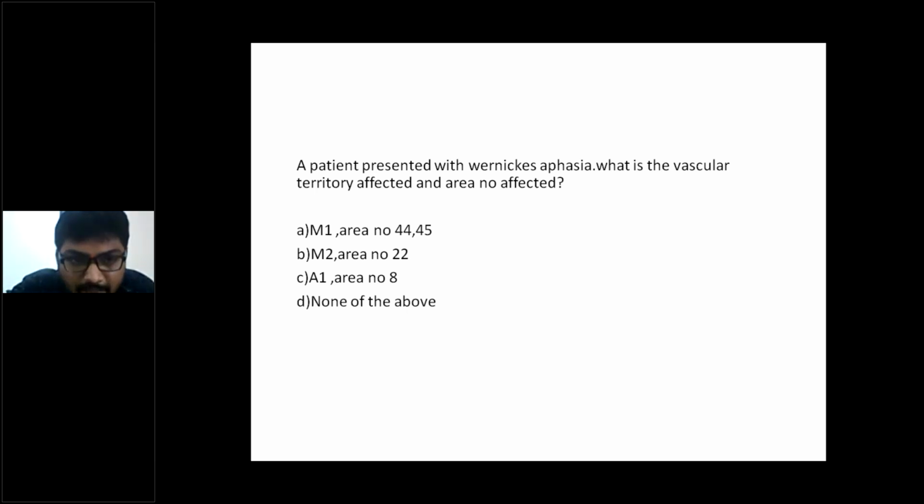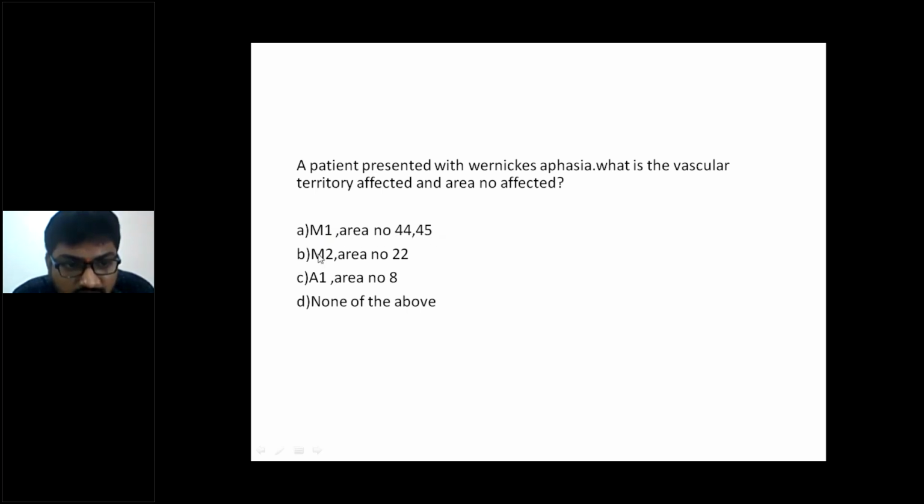See, if the patient presented with aphasia, the answer will be M1. If the question given is, if the patient presented with Broca's aphasia, what is the vascular artery affected and area number affected, then the answer will be M1, area number 44, 45. So I have given M1 area number 44, 45.